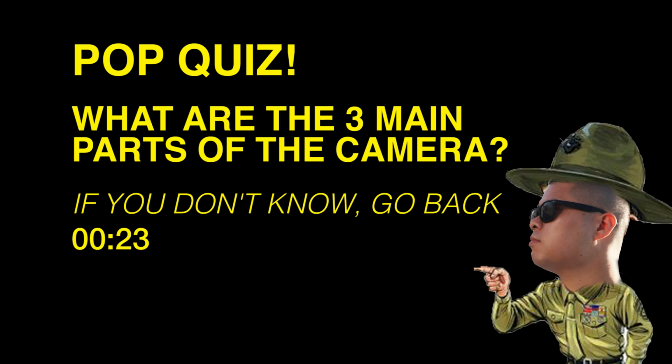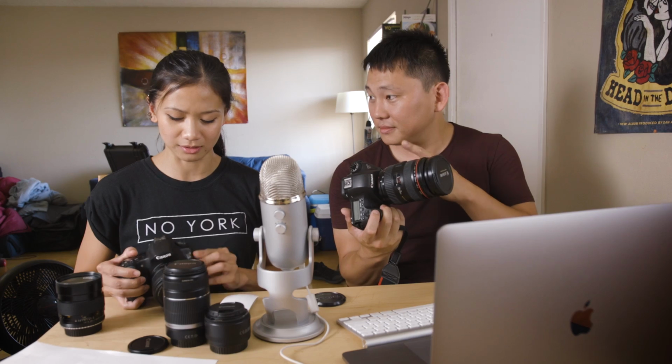Pop quiz. What are the three main parts of the camera? If you don't know this part, congratulations, you're a failure. Go back and rewatch this segment, you slacker. Lens, the shutter, and the... Failure. Sensor. Yeah, this is a digital camera, so it's a sensor, but back in the day it was a film strip.